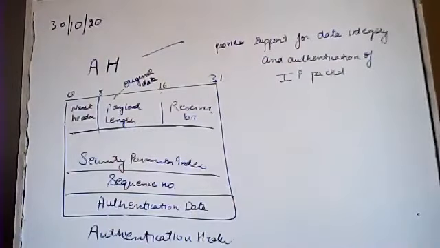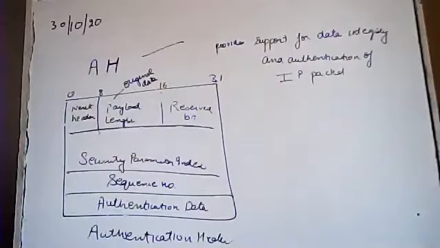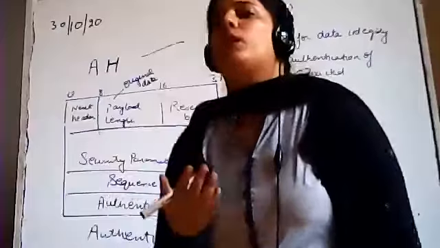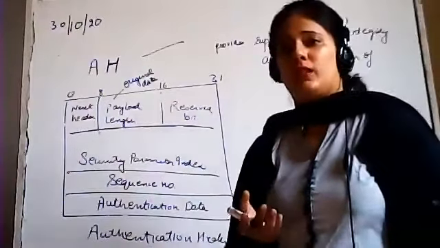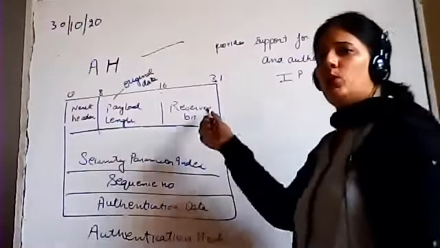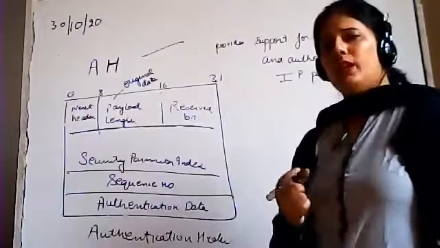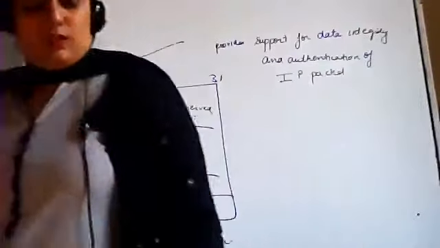Second is the reserved bits. The total size of the reserved bits is 16 bits. These 16 bits we can use for future use. Like in future, if we want to give some particular extensions, or add some different add-ons on this particular header, that will be included in these reserved bits.